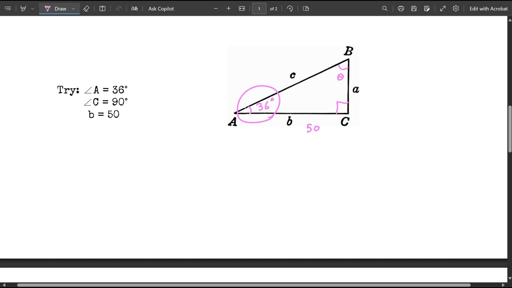Okay, let's go ahead and start with this angle theta. That's the easiest thing to figure out. All right, so theta is going to equal 90 minus 36. That's going to equal 54. And that is correct, 54 degrees.